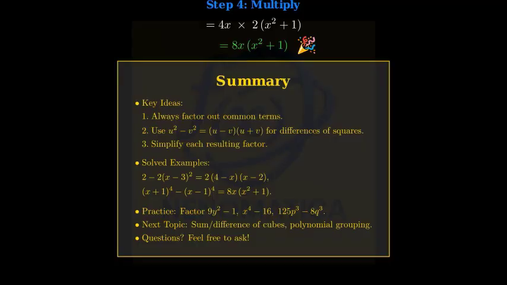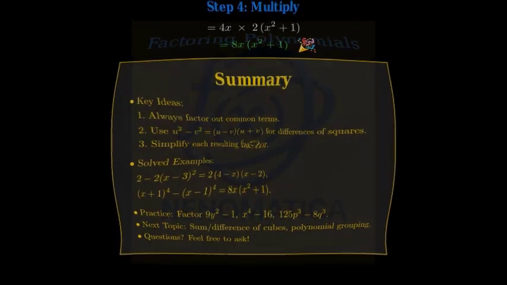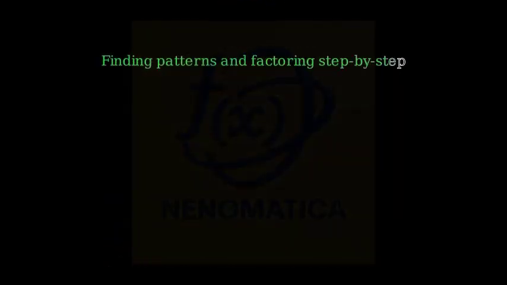We solved two examples. 2 minus 2 times the quantity x minus 3 squared, which factored to 2 times the quantity 4 minus x times the quantity x minus 2, and the quantity x plus 1 to the fourth power minus the quantity x minus 1 to the fourth power, which factored to 8x times the quantity x squared plus 1. For practice, try factoring 9y squared minus 1, x to the fourth power minus 16, and 125p cubed minus 8q cubed. In our next topic, we'll explore the sum or difference of cubes and polynomial grouping. Let's look at two examples that showcase these techniques.